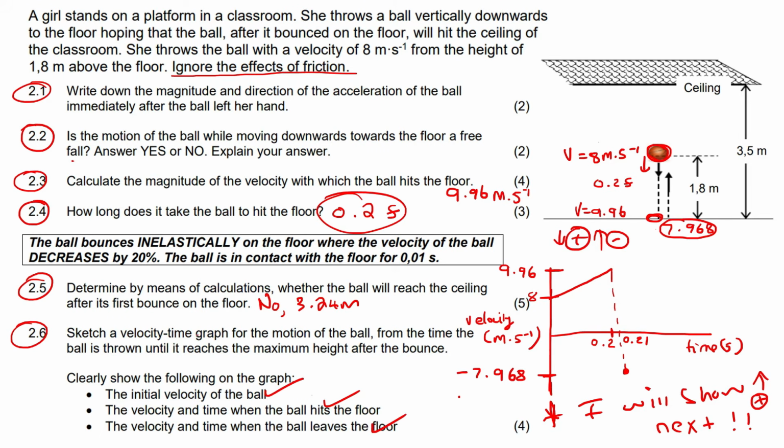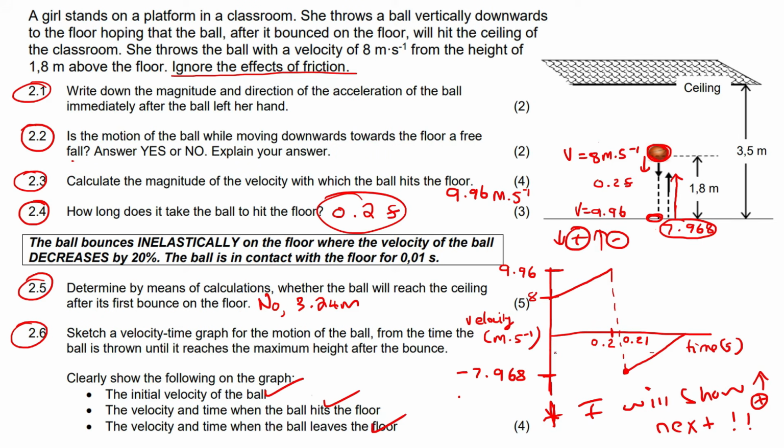And then they also say here, I nearly missed this, until it reaches the maximum height after the bounce. Okay, so now that the ball is over here, it's going to start going up. And what happens to its velocity as it goes up? It becomes less. So how will I show that? I'm literally just going to start going like that. Let me explain. If I read off these velocity values, they would be like -6, -5, -4, -3, for example.